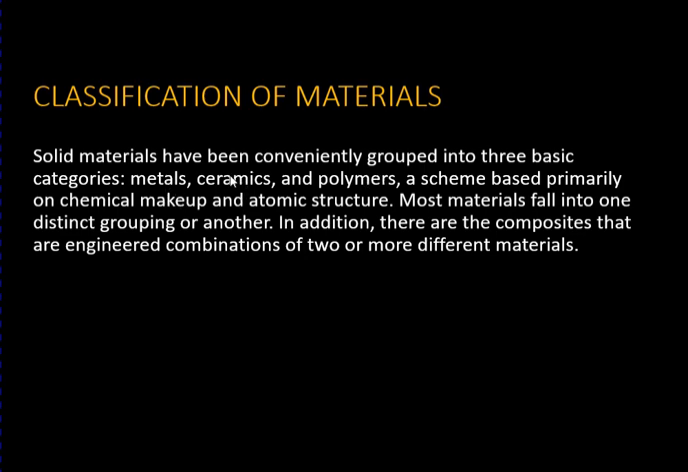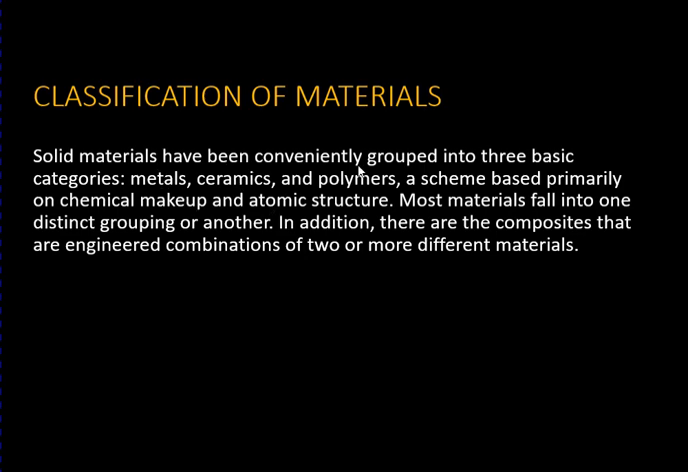This is similar to the classification of elements in chemistry, where you have the metals, non-metals, and of course the metalloids. But here we have a classification where we group material into metals, ceramics, and polymers. Now most material fall into one distinct grouping or another, right? In addition, there are composites that are engineered, and this composite, as the name implies, is material that has a combination of two or more different materials.